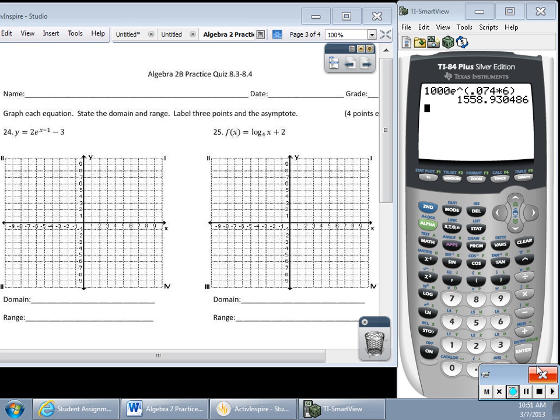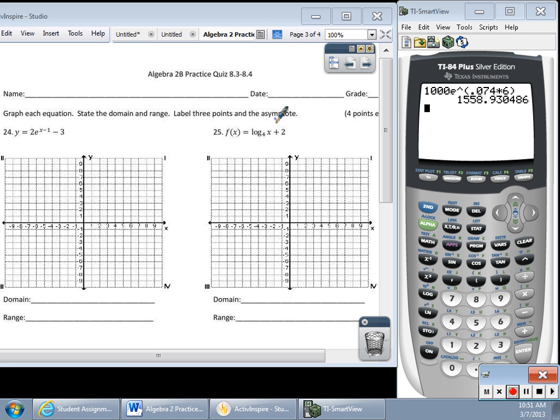Okay, for graphing, remember, we can do pretty much almost everything in our calculator except for log base, like a 4, a 5. You can do e's, we can do any exponential, and then you can do log base 10 and the natural log. So for this one right here, y equals 2e to the x minus 1 minus 3. First we have to state the domain and range.